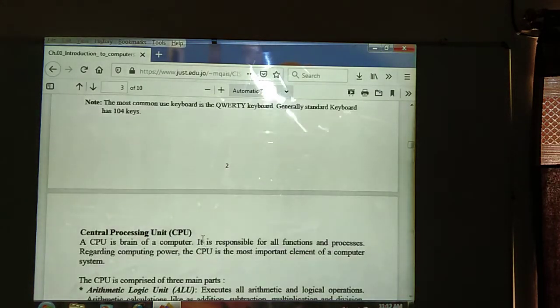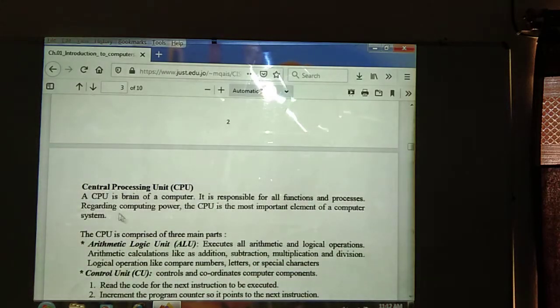Next one is the CPU. CPU stands for Central Processing Unit. It is the brain of a computer. In a human we have a brain; like that, every computer has a Central Processing Unit. Without it, we cannot input the data, we cannot process the data, and we cannot display the data. That is the use of the central processing unit.